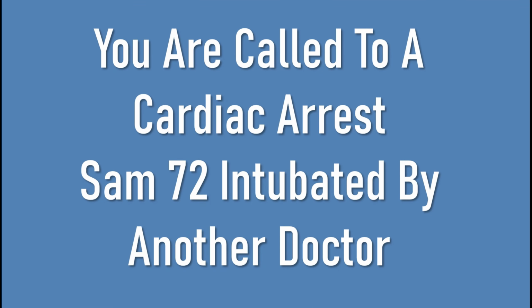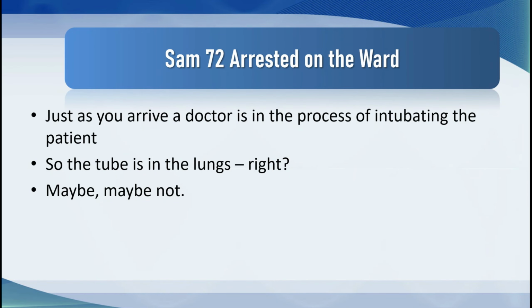The first scenario is one that we discussed in the previous tutorial. You're called to a cardiac arrest. Sam, who's 72, is intubated by another doctor. Once the tube is in place, the doctor is very confident. There is bilateral chest movement, bilateral breath sounds, and the endotracheal tube mists up to represent water vapor. So the tube is in the lungs, right? Well, maybe, but maybe not.